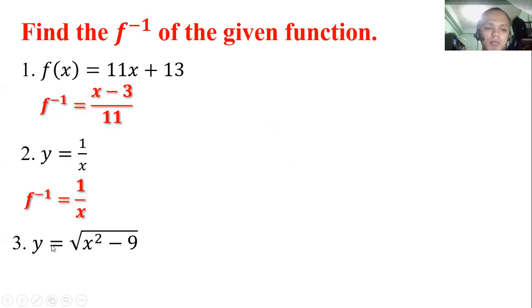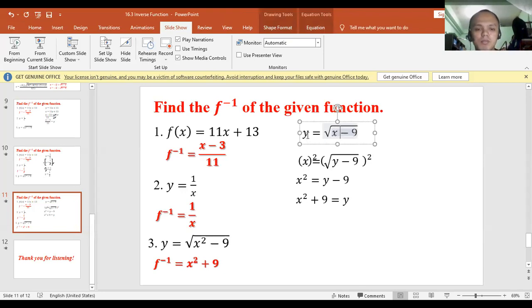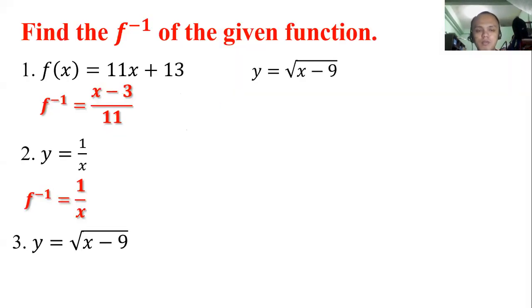Okay? Next, y equal to the square root of x minus 9. Now, here, we have y equal to the square root of x minus 9. Again, interchange your x and y. We have x equal to the square root of y minus 9 na.